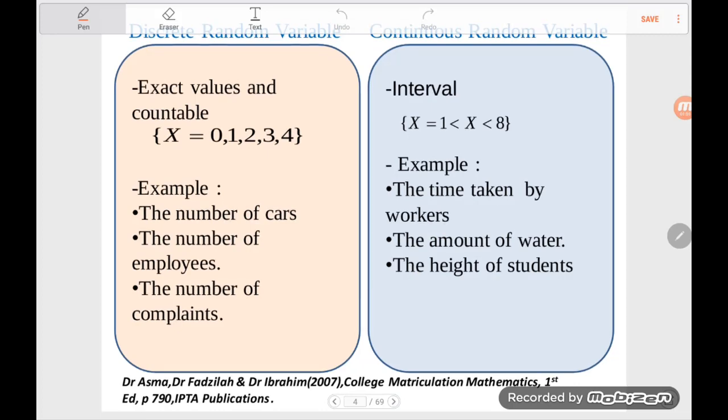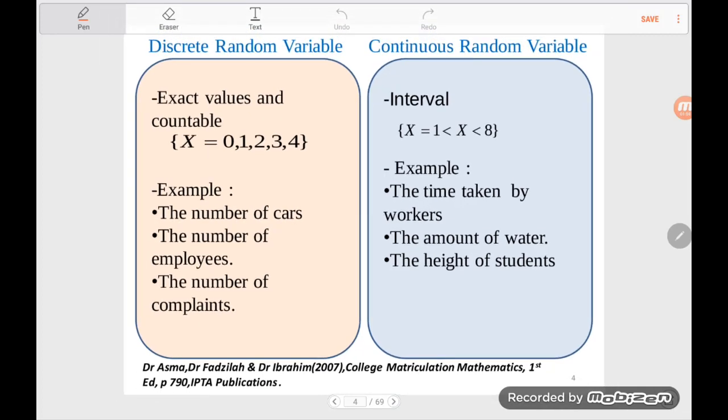A discrete random variable takes exact and countable values of X. It can be whole numbers, which is 0, 1, 2, 3, 4, and so on. For example, the number of cars, the number of employees, and the number of complaints. All of these examples are countable. It is different from a continuous random variable, where the value of X is represented as an interval, for example the time taken by workers, the amount of water, the heights of students.